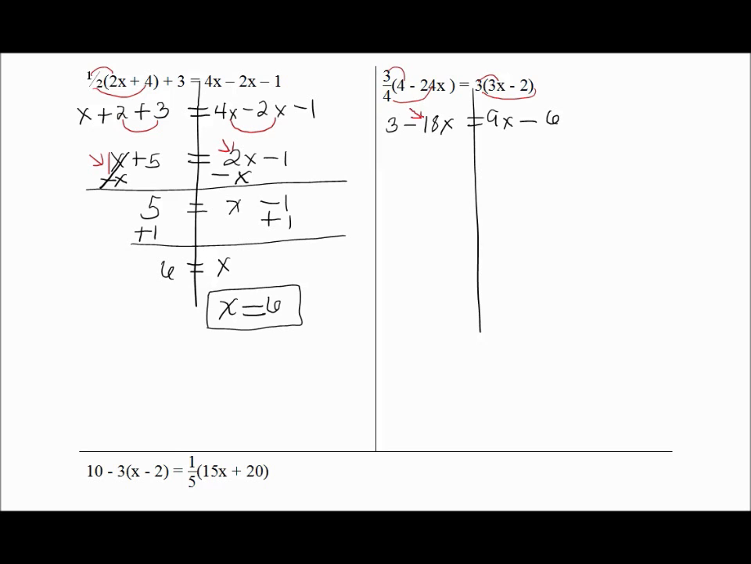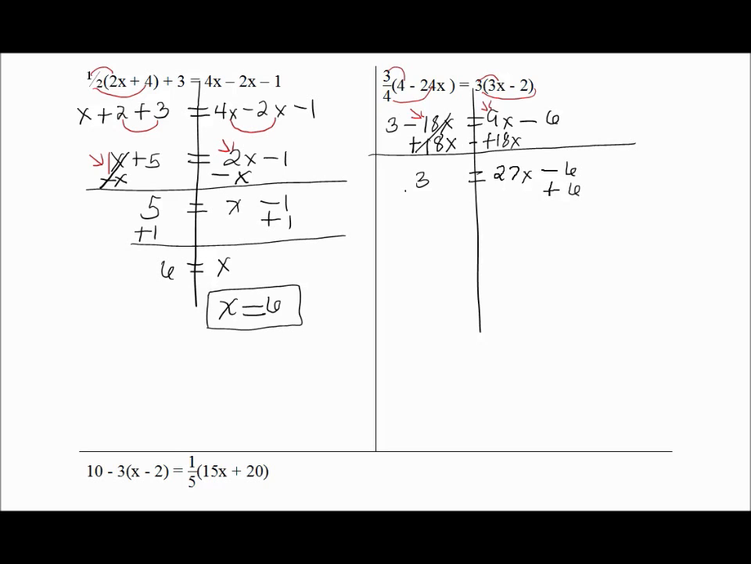Focus on these coefficients. So I have a negative 18x and a positive 9x. So that means that the positive 9x is larger. So I want to get rid of this negative 18x, and I'll do that by doing the opposite. I'll add 18x. Oh, let me fix this up. Okay, bring down what I have left. 9x plus 18x will give me 27x minus 6.